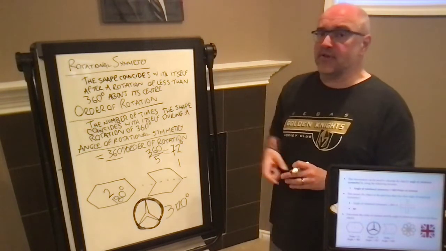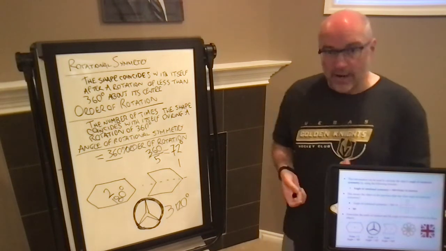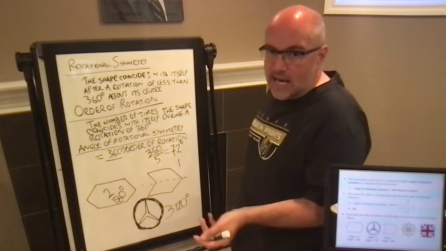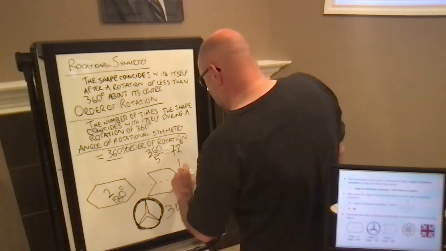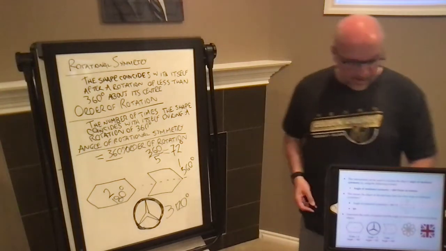That basically tells us that it doesn't have rotational symmetry, but we can still say that it has an order of rotation of 1 because we can't rotate it on itself and make it look the same. And that basically gives me an angle of rotational symmetry of 360 degrees.